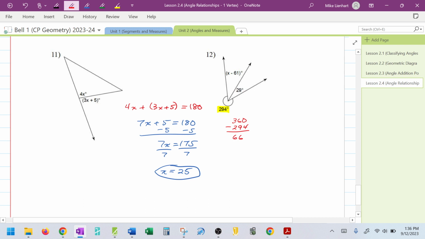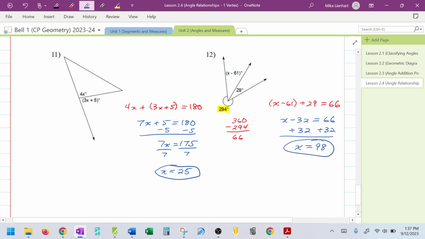What does that tell me then? I know that x minus 61 plus 29 equals 66. That's the angle addition postulate. All right, I'm going to combine like terms here. So I have x minus 32 is equal to 66. And then I'm going to add 32 to both sides. And I get x is equal to 98.